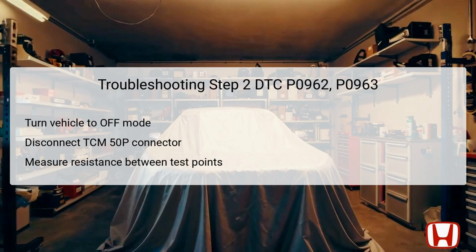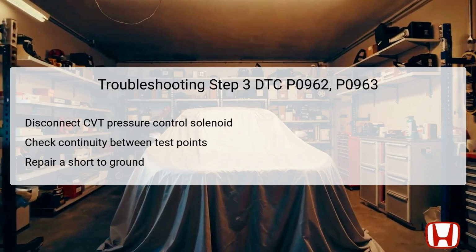With the connector removed, measure the resistance between test point 1, which is the TCM 50P connector number 15, and test point 2, a clean body ground. You are looking for a resistance value between 5.0 to 6.3 ohms. If the reading is within this acceptable range, it indicates that the wiring is intact and further diagnostics may be necessary. If the resistance is less than 5.0 ohms, this suggests an issue that requires further investigation in the next step.